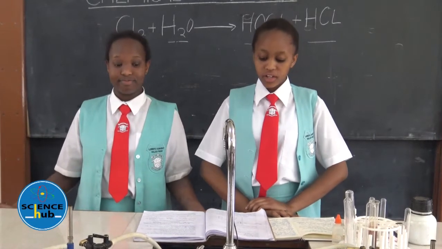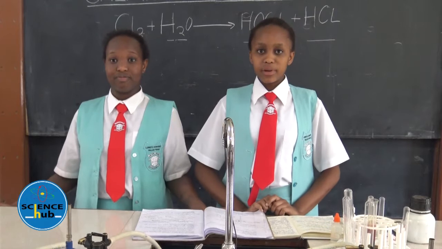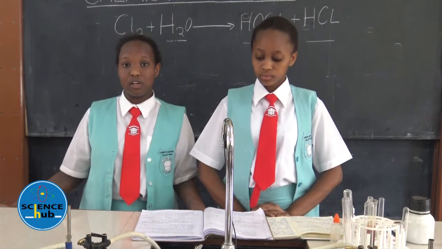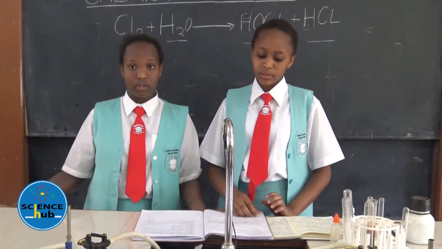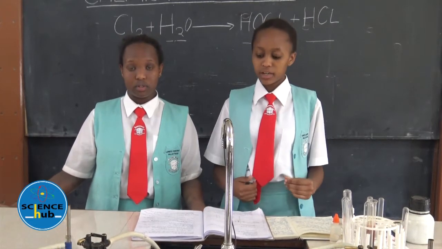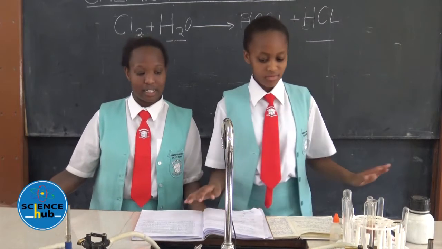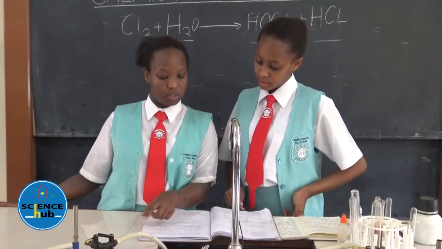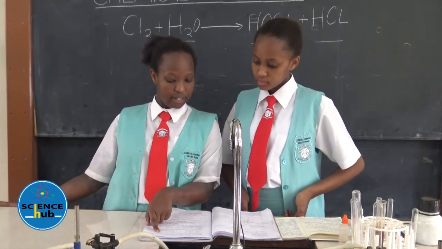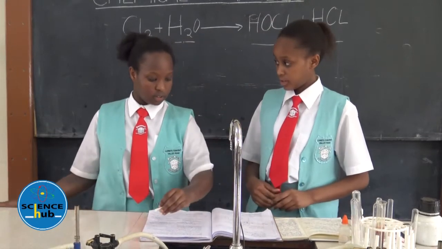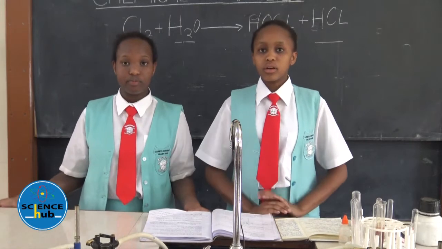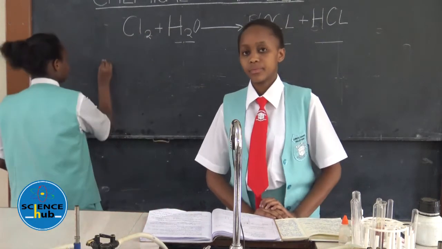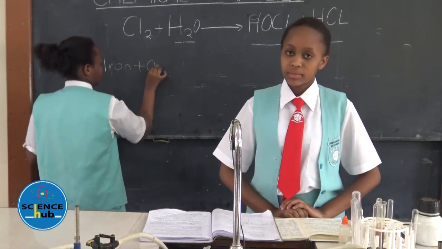We will now move on to the reaction of chlorine with metals. When iron is heated in the presence of chlorine, a dark brown solid is formed. This dark brown solid can sublime and is collected as a sublimate. The dark brown solid is iron 3 chloride. This iron 3 chloride sublimes and collects as a sublimate.